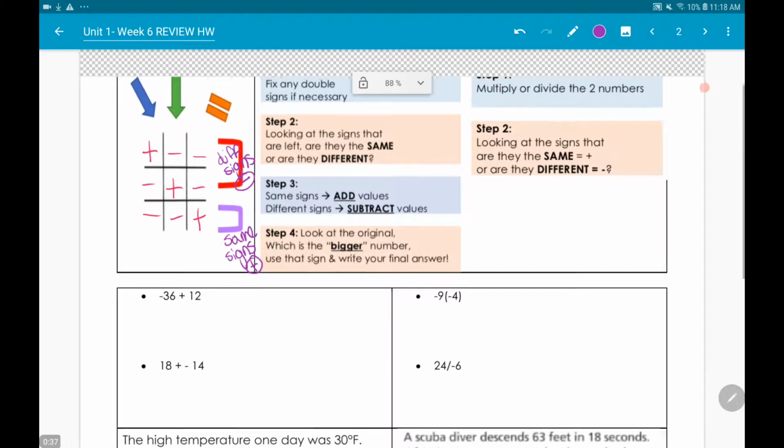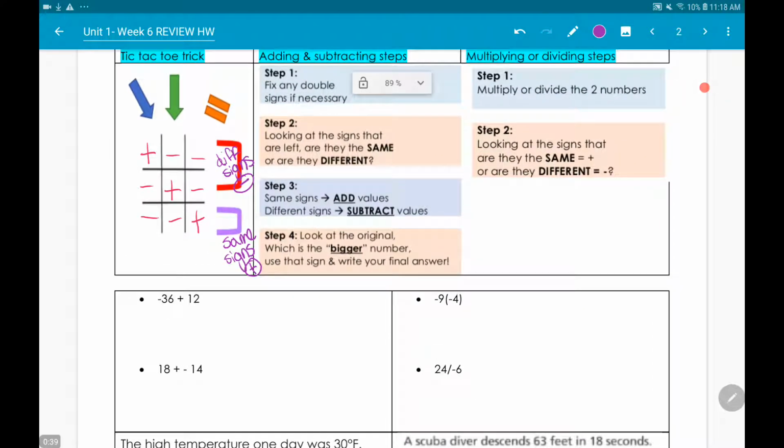Okay, so I have here my adding and subtracting steps and my multiplying and dividing steps, and we're going to use those as we follow along. So for adding and subtracting, I need to fix any double signs. So I look at my first two bullet points. I don't see any double signs in the first one, but I do see them in the second one. So I'm going to change that based off my rule.